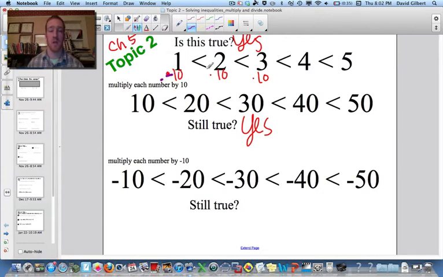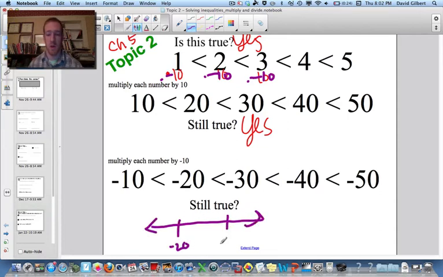So, by negative 10. That gives us negative 10, negative 20. Is that true? No, that is not true, because on a number line, negative 20 would be here, negative 10 would be there, so negative 10 is actually greater than negative 20. Alright, so these have to go like this, and that gives us our main rule.